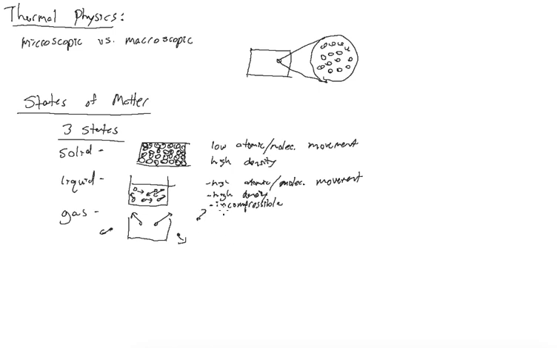For a gas, right? Let me make a separation between these. That's solids. For a gas, you have very high atomic or molecular movement, right? You have a low density compared to the others. The other two, they're all very spread out, and this is compressible, easily compressible.